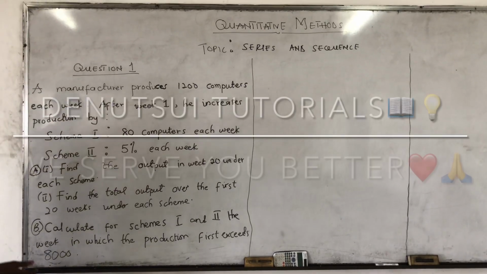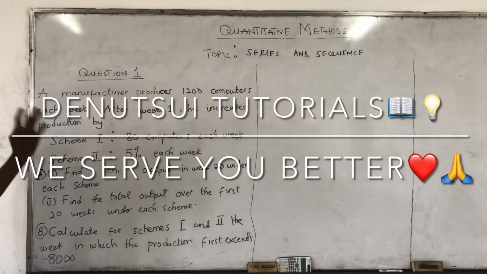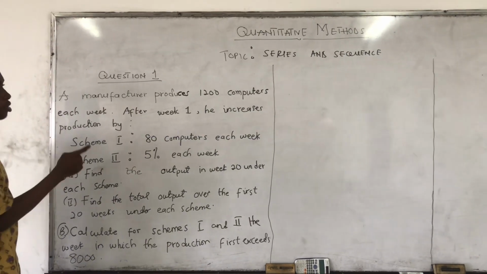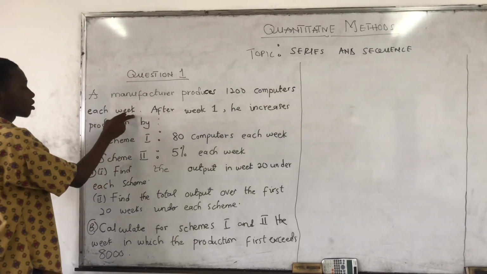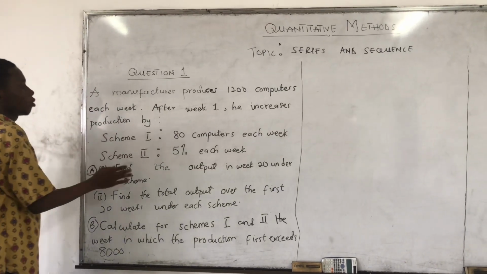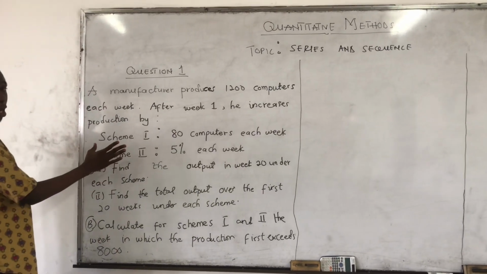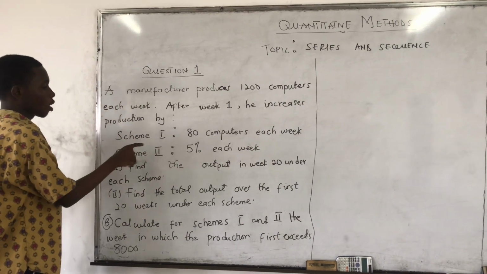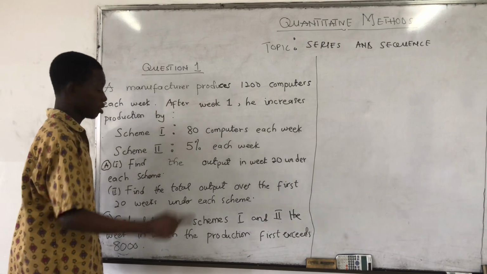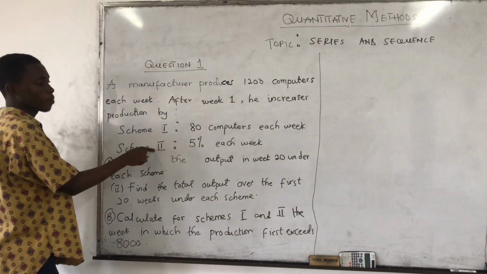Okay, so we are starting with our first question on series and sequence. Question 1. A manufacturer produces 1,200 computers each week. After week 1, he increases production. The manufacturer was given two schemes, scheme 1 and scheme 2. Under scheme 1, he increases production by 80 computers each week.